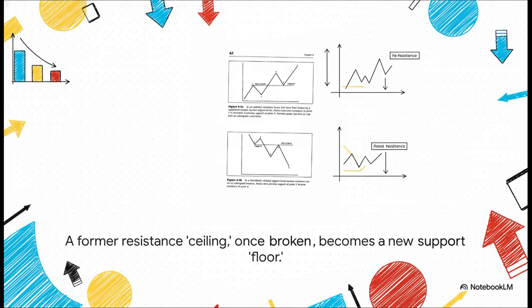Once a price smashes through one of those resistance ceilings, it often does this incredible flip. It transforms and becomes the new support floor. So a place that used to be full of sellers now becomes a place full of buyers. It's a super important concept that technicians call role reversal.